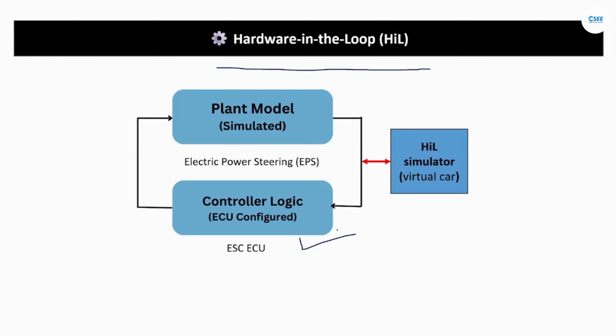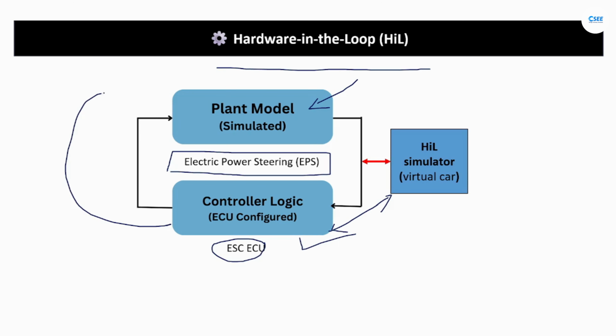Let's take one more example, testing an electric power steering, or EPS, system. The actual EPS ECU is connected to a HiL simulator that models steering torque, road feedback, and driver input. Engineers simulate lane changes, rough roads, and parking maneuvers. They verify that steering assist behaves smoothly, torque feedback is accurate, and no fault occurs under extreme loads. All of this before the ECU even touches a real steering column.